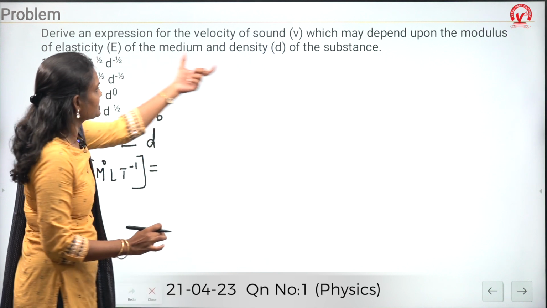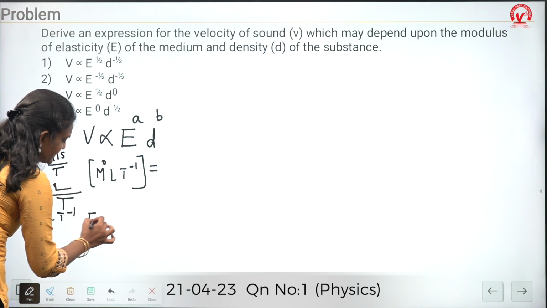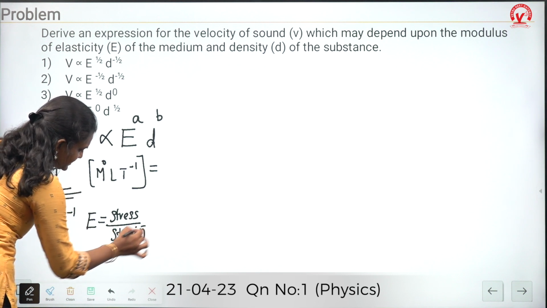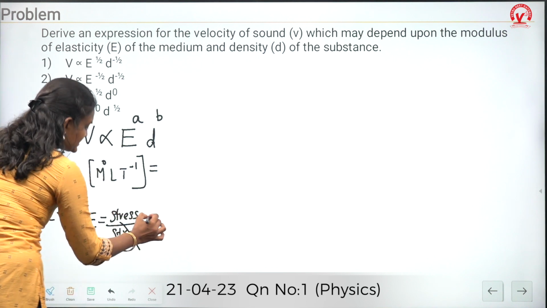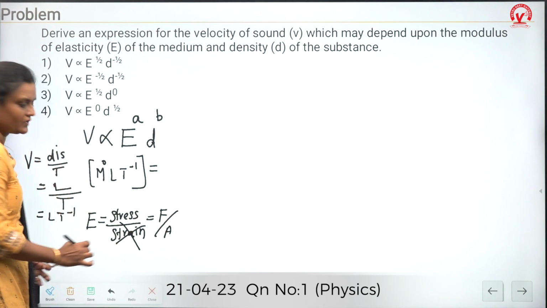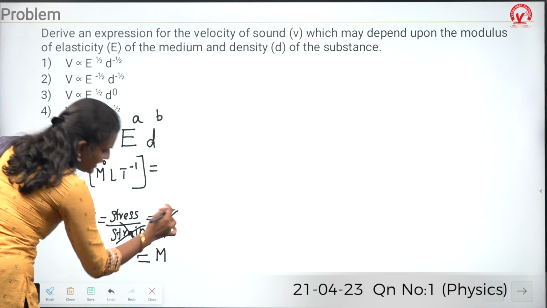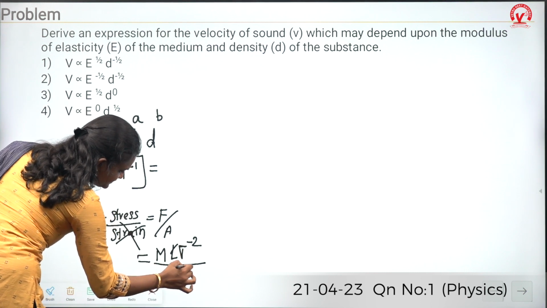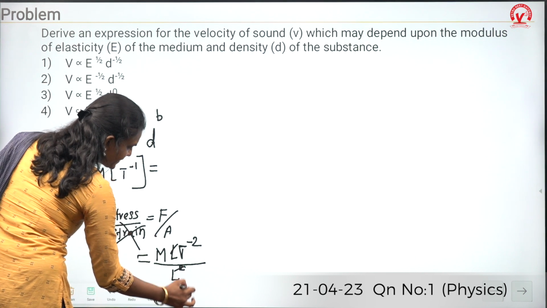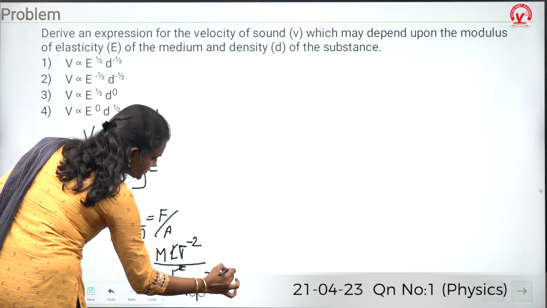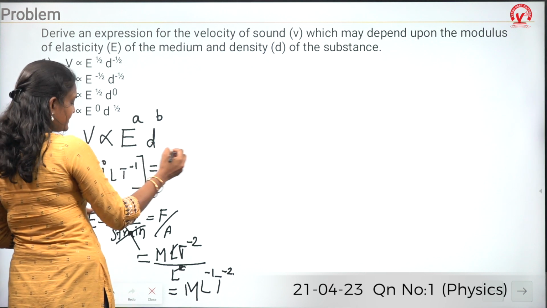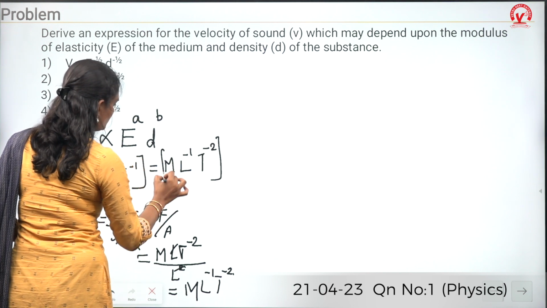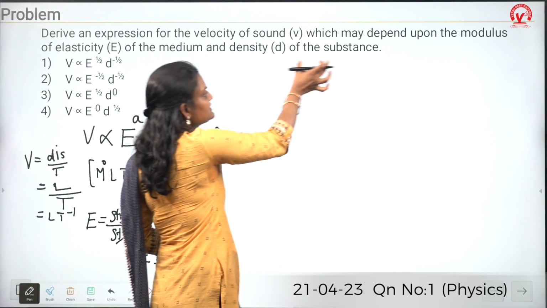E is nothing but Young's modulus. It is the modulus of elasticity. So modulus of elasticity E is equal to stress divided by strain. The dimensional formula for strain is 0, and stress is force per unit area. Force is mass into acceleration, so mass M, acceleration is L t minus 2, divided by area, length square. This can be written as M L minus 1 t minus 2. So here modulus of elasticity is M L minus 1 t minus 2 to the power a.